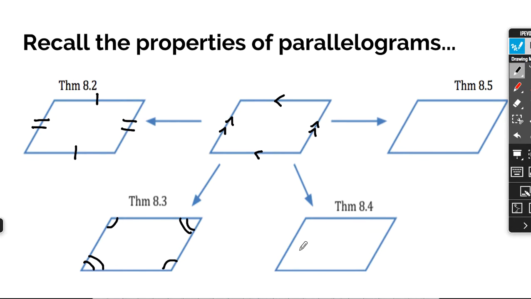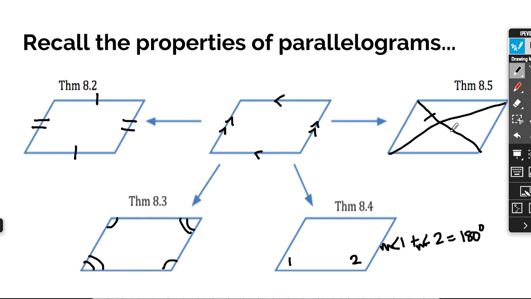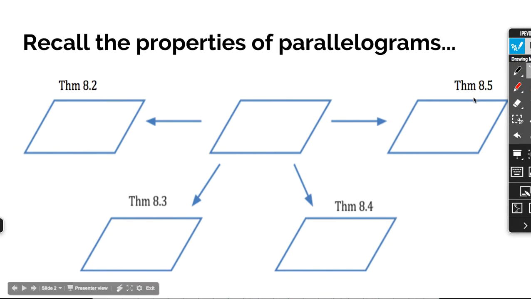8.4 told us that our consecutive angles are supplementary, so that angle 1 plus angle 2 is going to equal 180. And Theorem 8.5 told me that my diagonals are going to bisect each other. So using these properties, we're going to look at some new theorems today that are going to help us prove that if we have a quadrilateral, we can prove that it is a parallelogram. So let's start looking at these theorems.